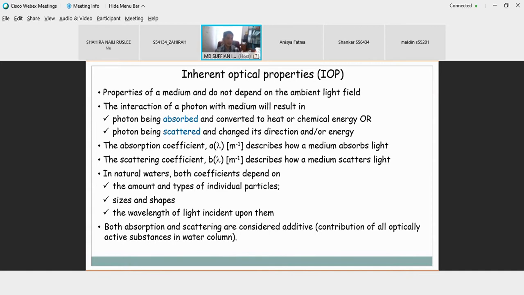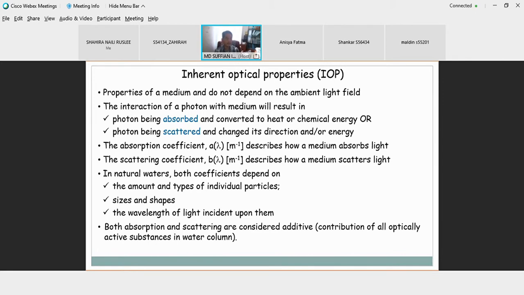Dia bergantung pada jumlah partikel. Kalau contoh katakan phytoplankton lebih banyak, they will absorb more light. Kalau dia lebih sedikit, dia akan absorb less light. So bila dia absorb less light, it will reflect more. Right? And then based on individuals, kita tahu bahawa particles, they will absorb in the blue and scatter in the green.